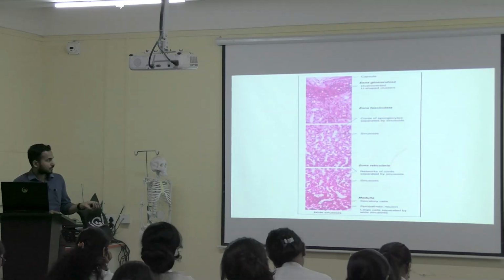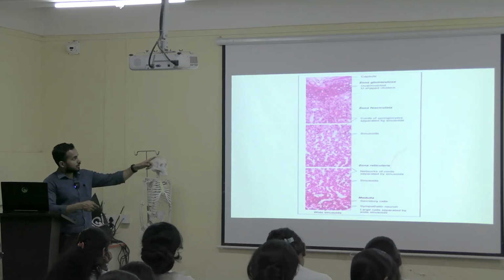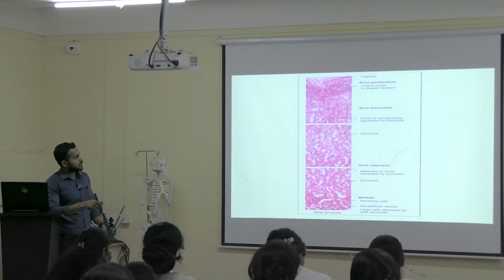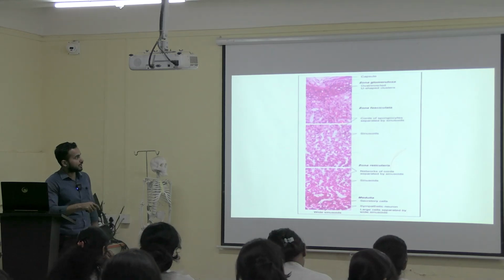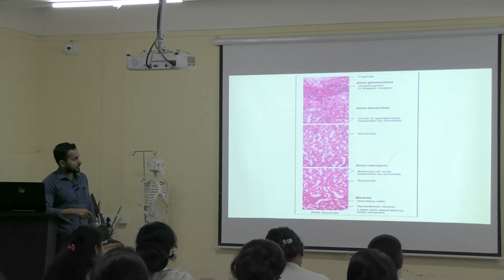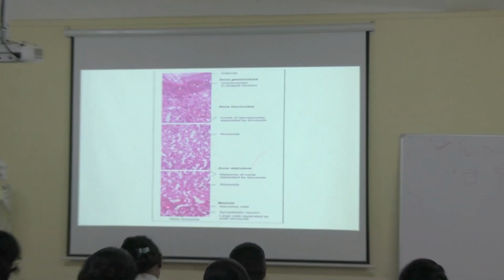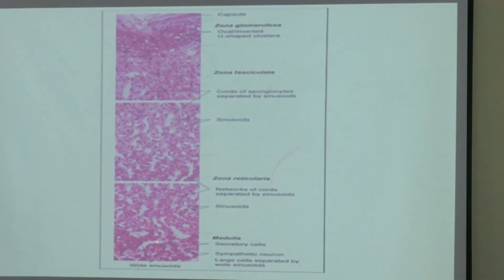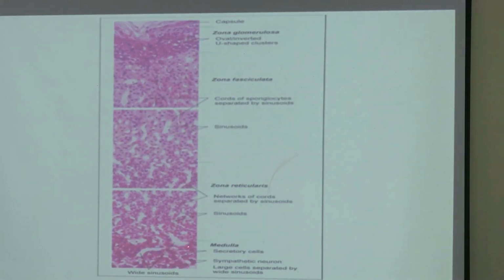Now here you can see different parts. First of all, the capsule is there, then the zona glomerulosa. You can see the zona fasciculata, and sinusoids can also be seen. You can see the zona reticularis, then sinusoids are also seen, and this part is the medulla. In the medulla you can see the secretory cells. Secretory cells are nothing but the chromaffin cells. The chromaffin cells are columnar shaped, and like this they can be identified.